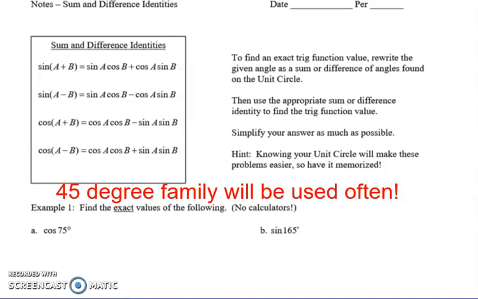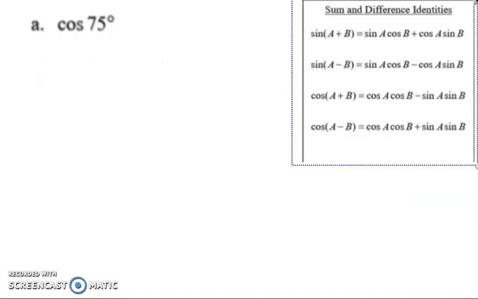Most importantly, you need to know your ratios from those special triangles that we talked about in the unit circle. So I'm going to go through a couple of examples of each. So let's start with the cosine of 75. And for that, we're going to use the sum of cosine. Note in particular that the 45-degree family is used quite often.